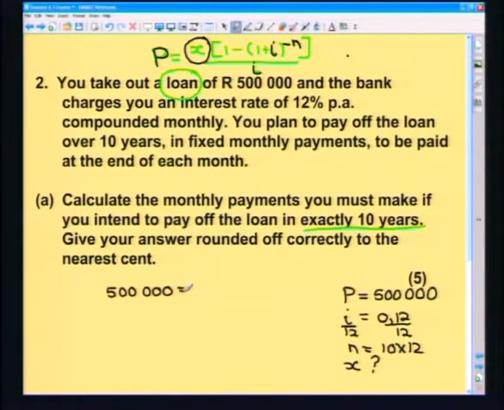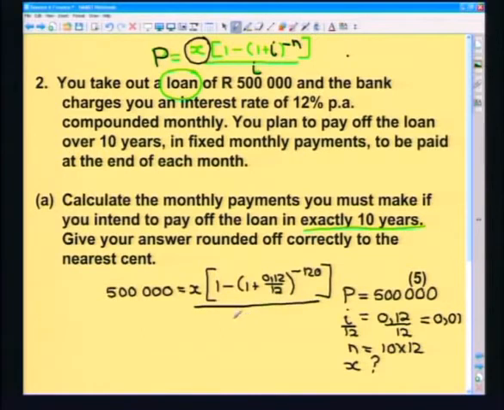Going back to the equation then, it's equal to x, and in our brackets here, we're going to go 1 minus 1 plus I being 0.12 over 12, which, by the way, we could have worked out immediately to 0.01, and that's going to be to the negative. Be very careful about that. If you forget that negative, the whole question goes wrong. Negative 120, and that is all divided by 0.12 divided by 12. Now you can see we're faced with a similar situation to Farmer Brown earlier on, in that we would have to work this part out and then divide into the 500,000 to find our x.